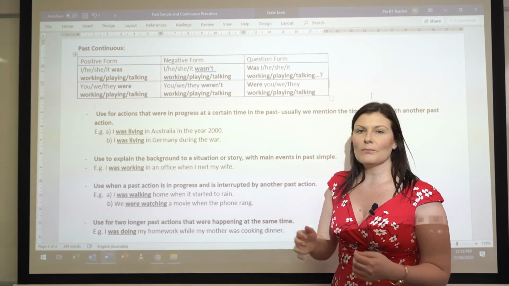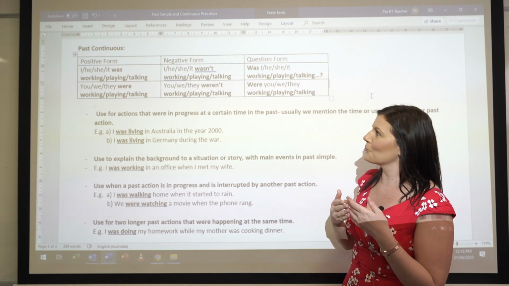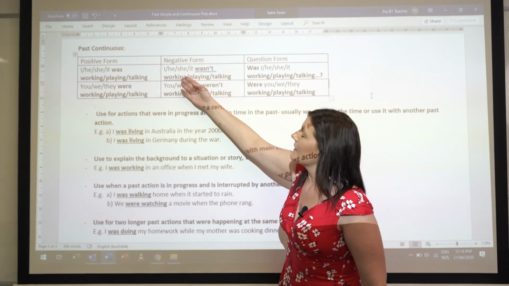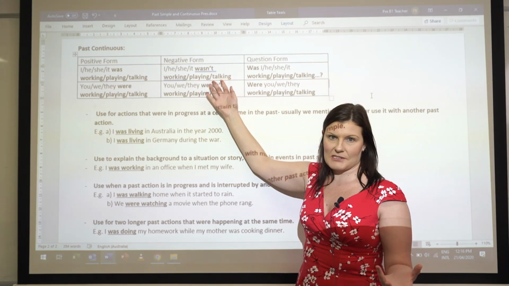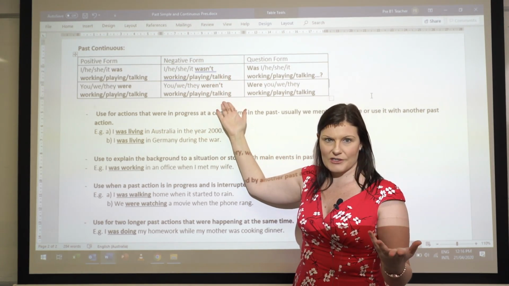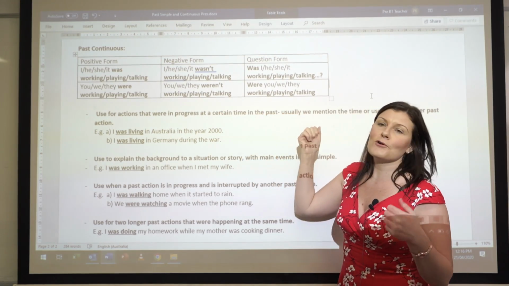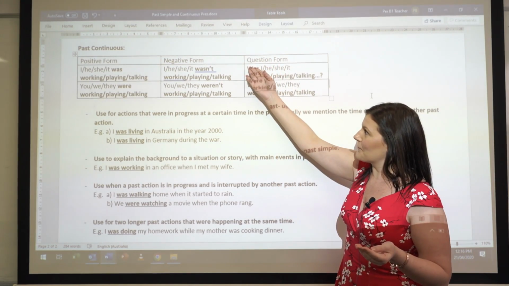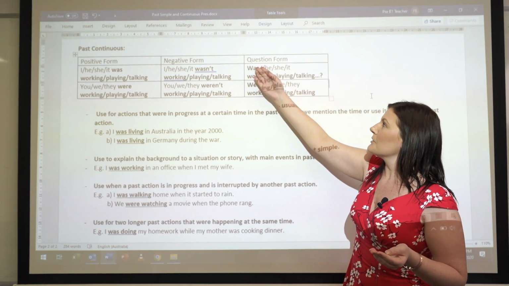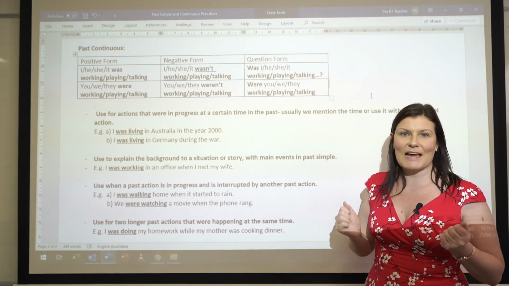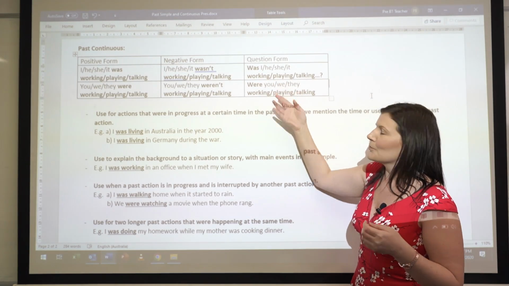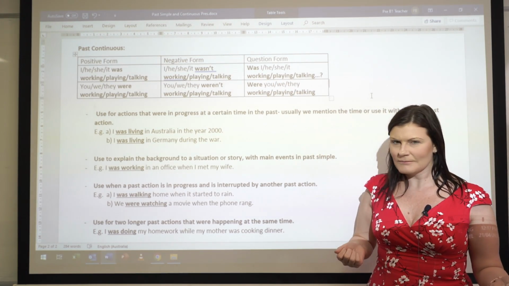For the negative form, we simply add not, but we do normally do this with a contraction. So I can say, I was not, I wasn't. But wasn't is more common. You were not, you weren't. Now to form a question, we start with the be verb, followed by the subject, followed by -ing. Was he working at the school when you met him, for example? Were you sleeping just now?